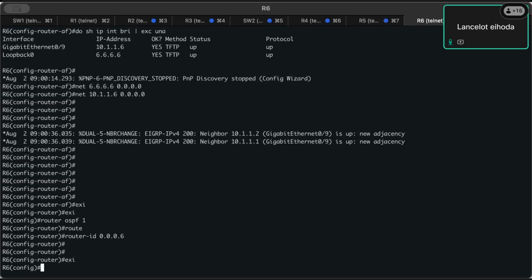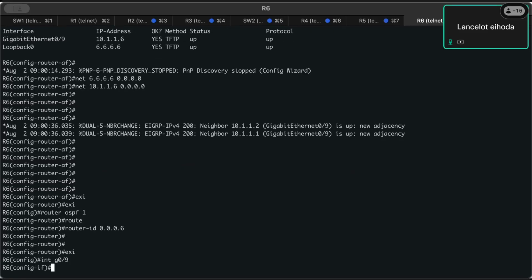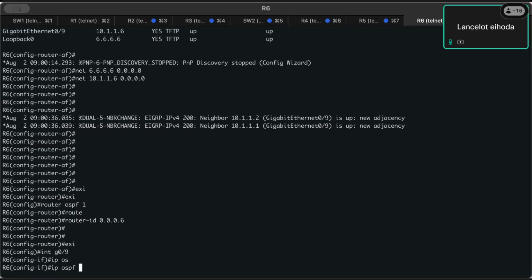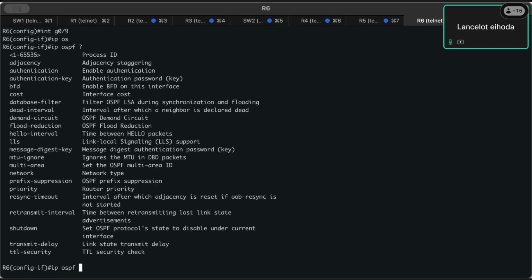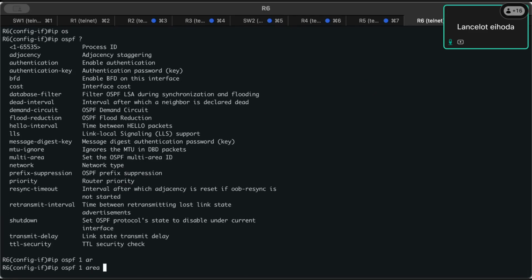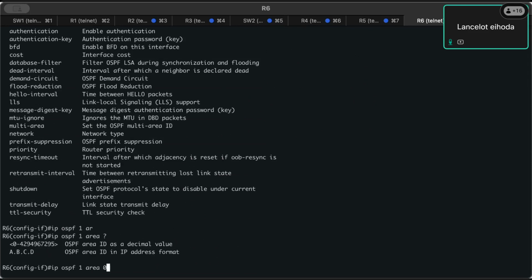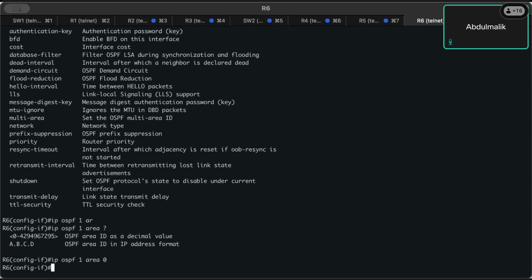But then he says on the G0/9, right? So I'll just go to interface G0/9, IP OSPF. What OSPF area was it? Process number OSPF 1, area 0. And I'm supposed to do that on the loopback as well, right? Yes.